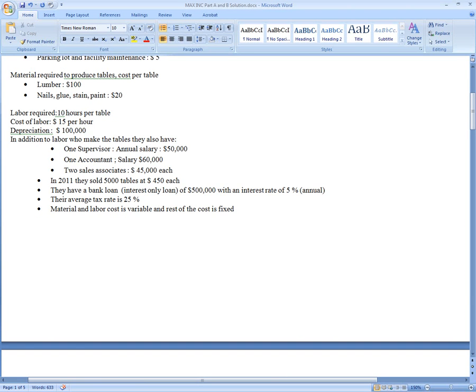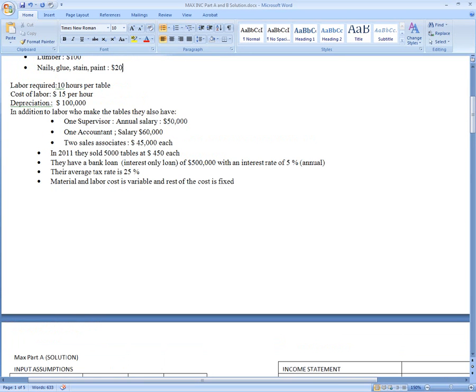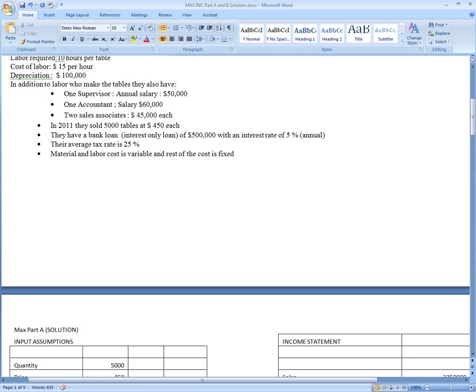In order to assemble the table, it takes about 10 hours per table, and we are paying $15 per hour to the labor to do the assembly. There are some fixed costs. Let's assume the depreciation is $100,000 and it's going to stay the same. In addition, there are people to manage the place. One supervisor, his salary is $50,000. One accountant, her salary is $60,000. Two sales associates, each making $45,000.